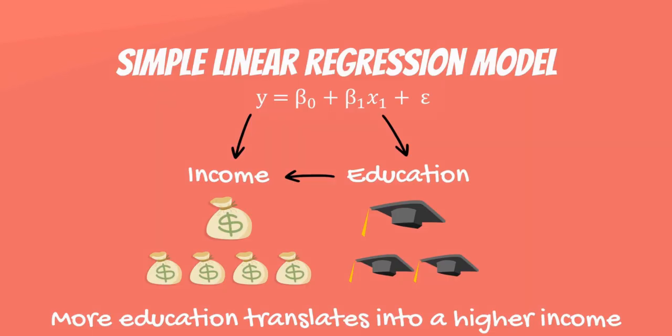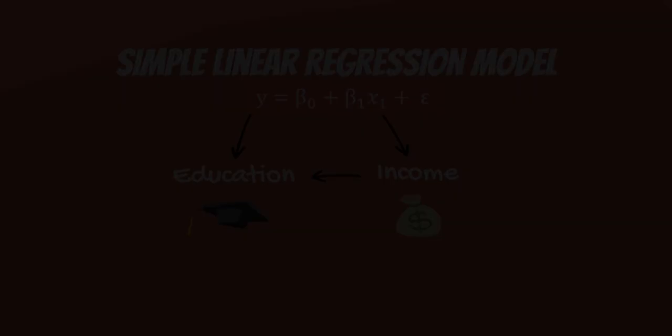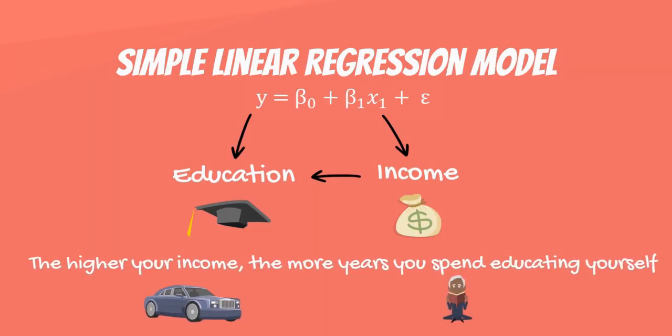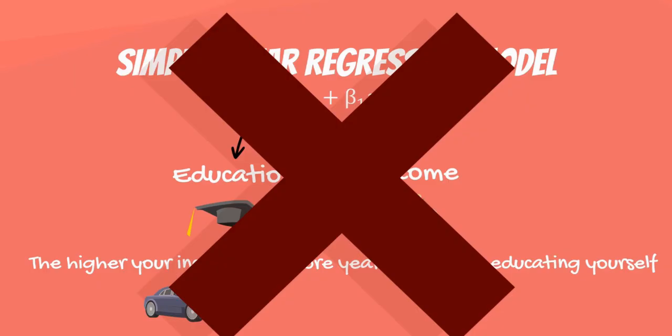Now, let's pause for a second and think about the reverse relationship. What if education depends on income? This would mean the higher your income, the more years you spend educating yourself. Putting high tuition fees aside, wealthier individuals don't spend more years in school. And high school and college take the same number of years, no matter your tax bracket. Therefore, a causal relationship like this one is faulty, if not plain wrong. Hence, it is unfit for regression analysis.